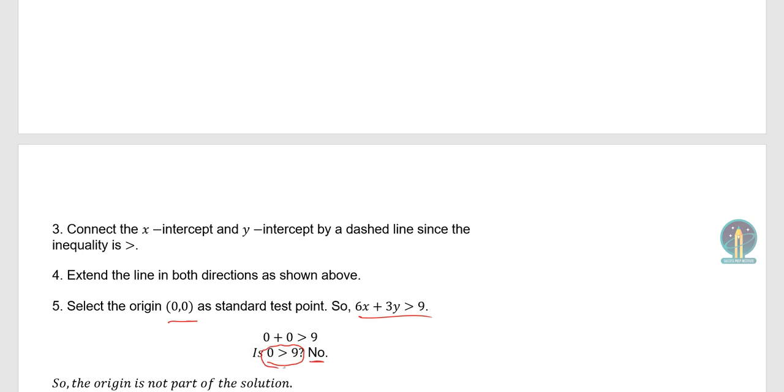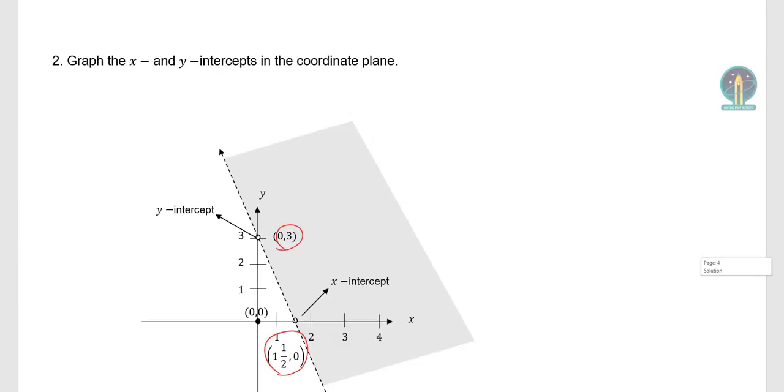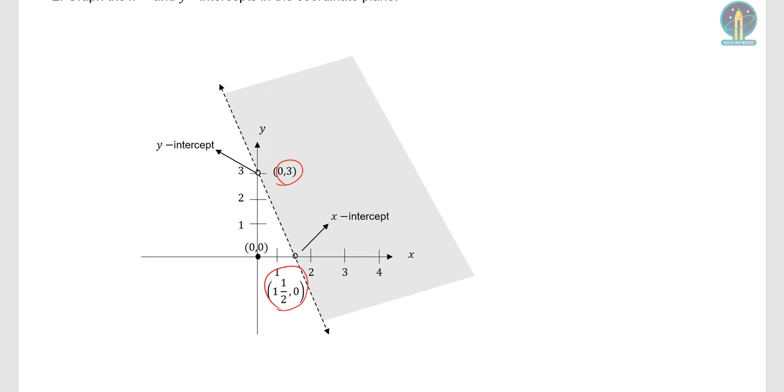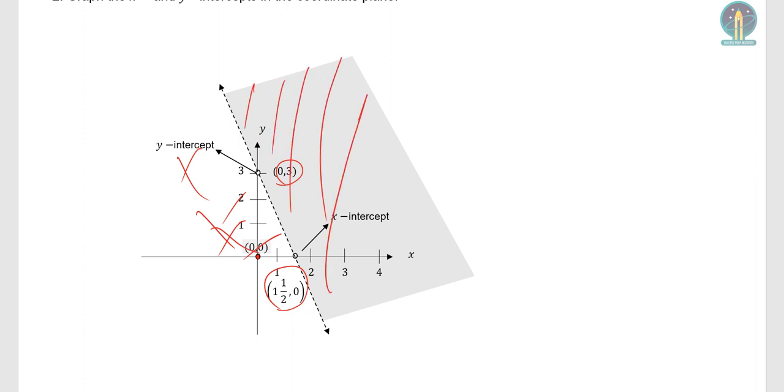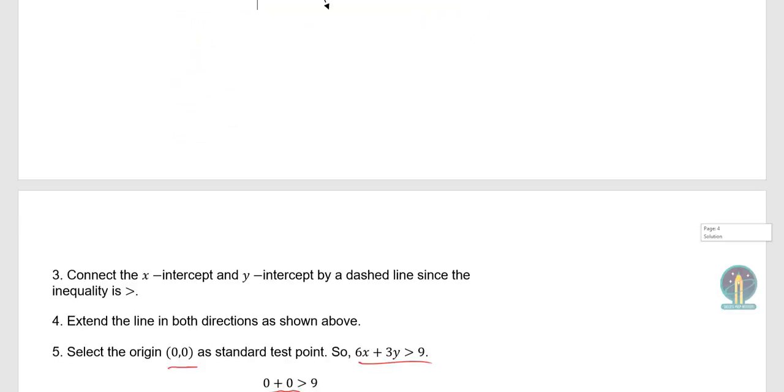Is 0 greater than 9? No, it's not. Therefore, we will take the region on the other side of the line, not the region containing our test point, right? So we don't take this region, we'll take this region, okay? So the answer is that this will be the shaded region, and this will be the boundary line, and the boundary line will be dashed, not solid.